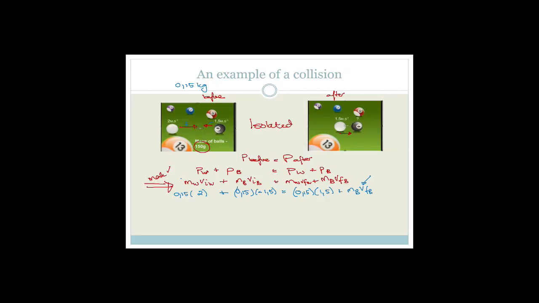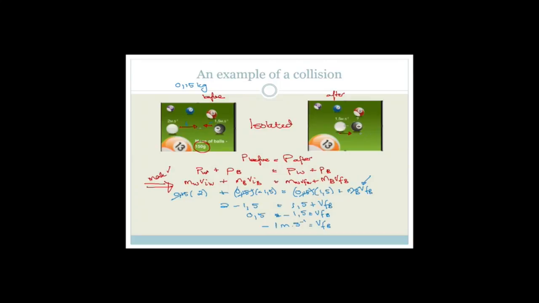And the reason I didn't bother to fill this in is, do you see that this mass is 0,15? That's 0,15. That's 0,15. That would be 0,15. So I could actually take out a common factor, 0,15, and then cancel. So those go away. So what am I left with? I'm left with 2 minus 1,5 is equal to 1,5 plus VFB. Okay. So therefore, 2 minus 1,5 is 0,5, sorry, minus 1,5 is equal to VFB, because I'm just taking this across, okay? So therefore, we end up with minus 1 meter per second is equal to the final velocity of the white ball.